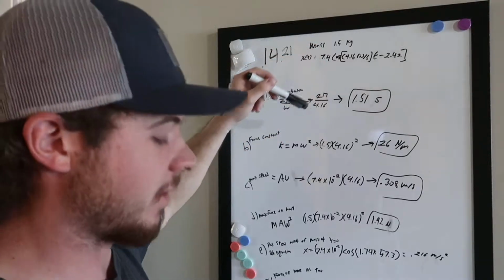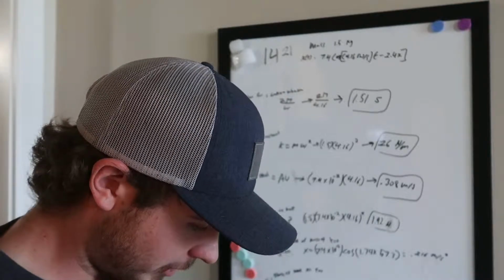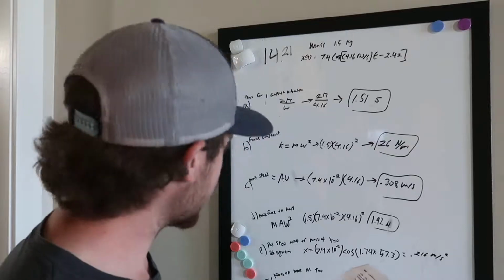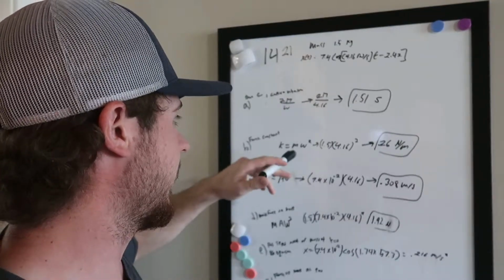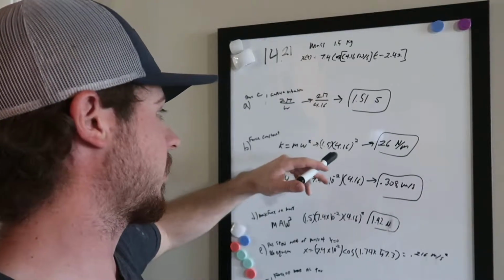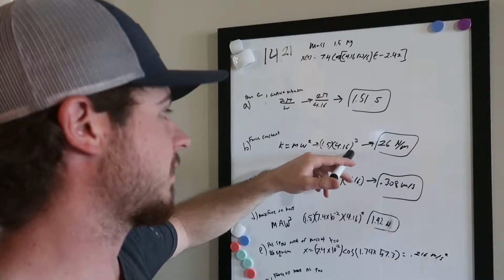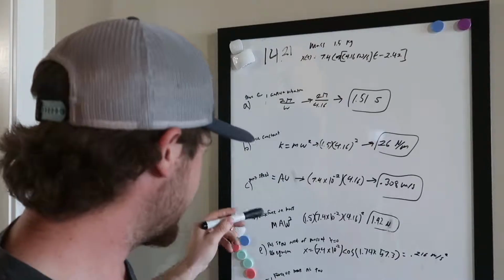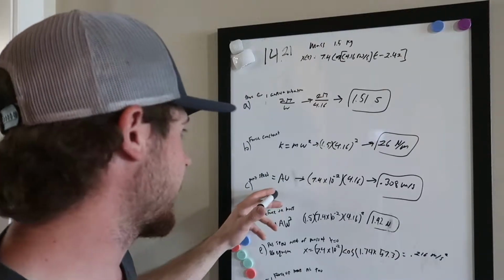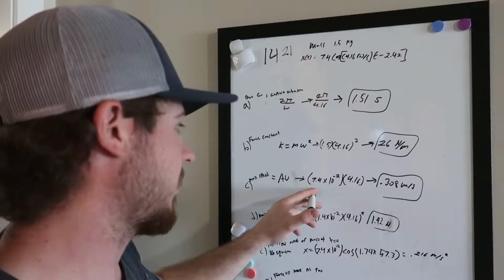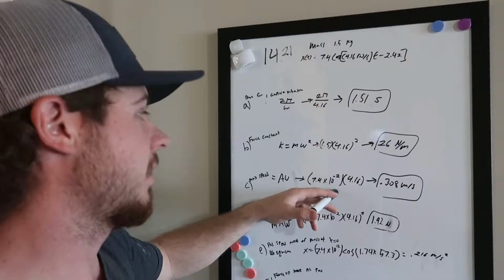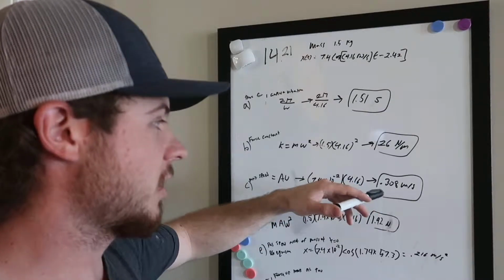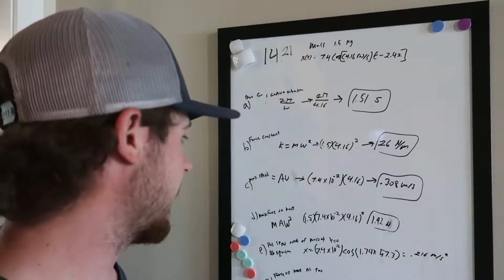and so that gives us 1.51 seconds. B is the force constant of the spring, and so that's going to be given by mass times the angular frequency squared, so 1.5 multiplied by 4.16 squared is 26 Newton meters. C is the max speed, so that's going to be the amplitude times the angular frequency, so 7.4 times 10 to the negative 2 multiplied by 4.16, which equals 0.308 meters a second.